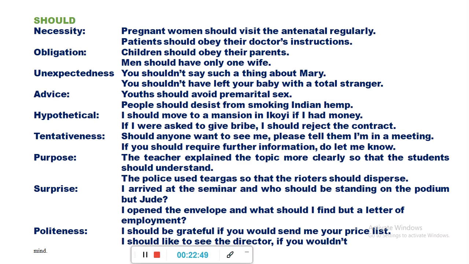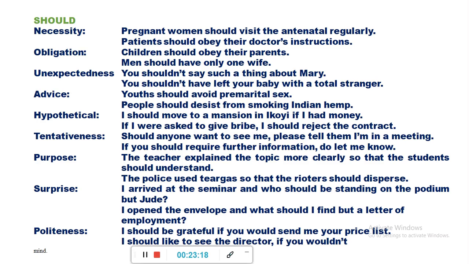Let's look at should. Should can be used to express necessity. Pregnant women should visit the antenatal regularly. Patients should obey their doctor's instruction. We can use should to talk about obligation. Children should obey their parents. It's an obligation, it's a duty. Men should have only one wife. We are talking of what men should do.